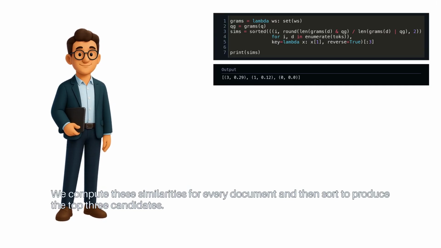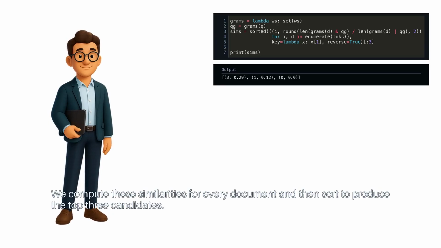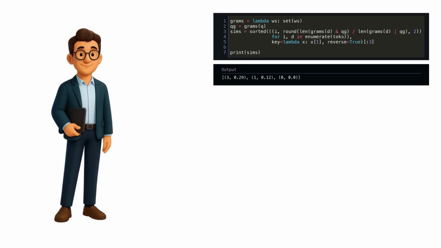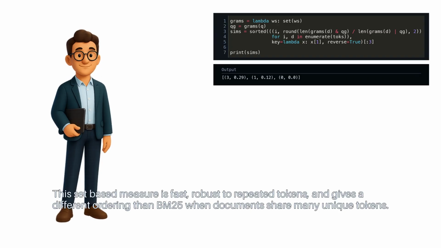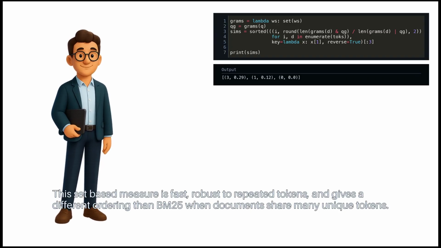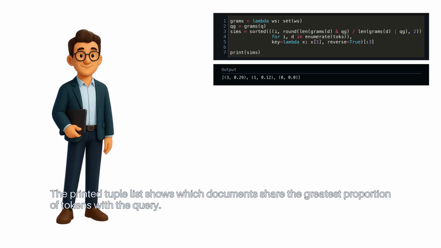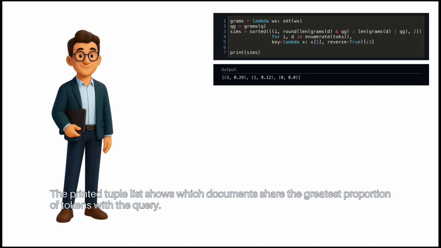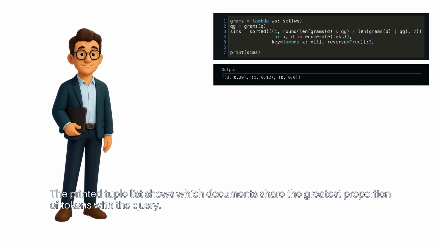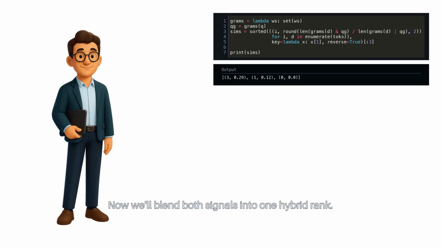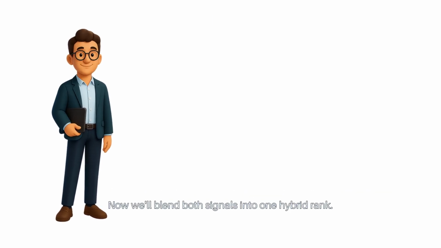We compute these similarities for every document and then sort to produce the top 3 candidates. This set-based measure is fast, robust to repeated tokens, and gives a different ordering than BM25 when documents share many unique tokens. The printed tuple list shows which documents share the greatest proportion of tokens with the query. Now we'll blend both signals into one hybrid rank.